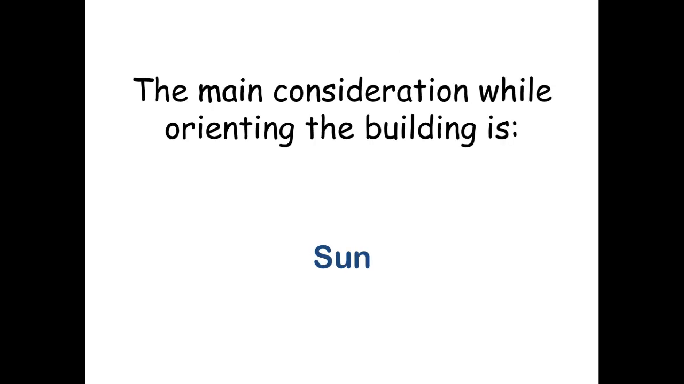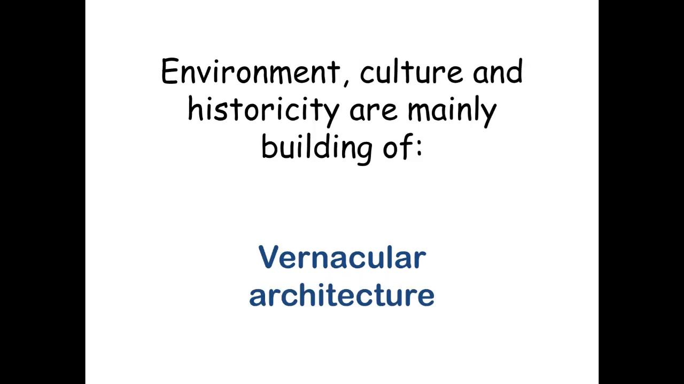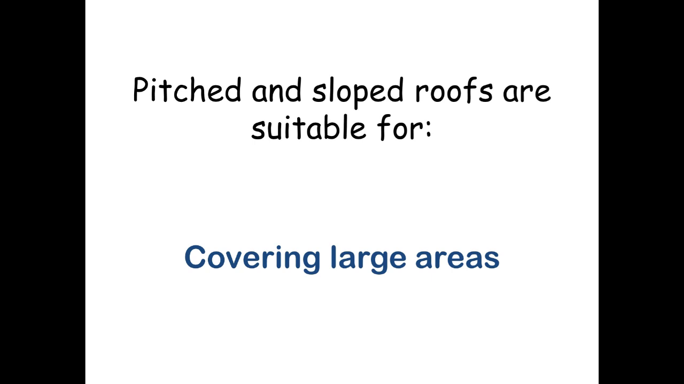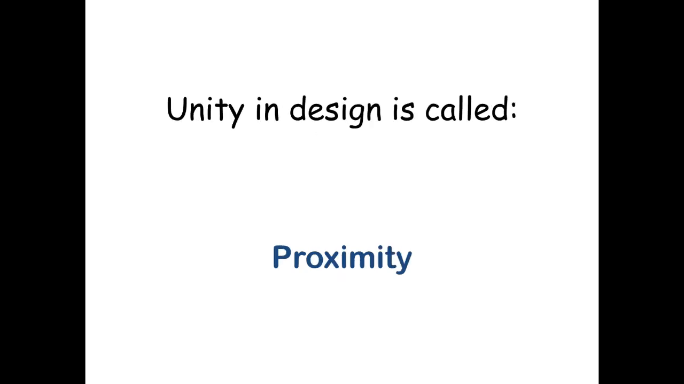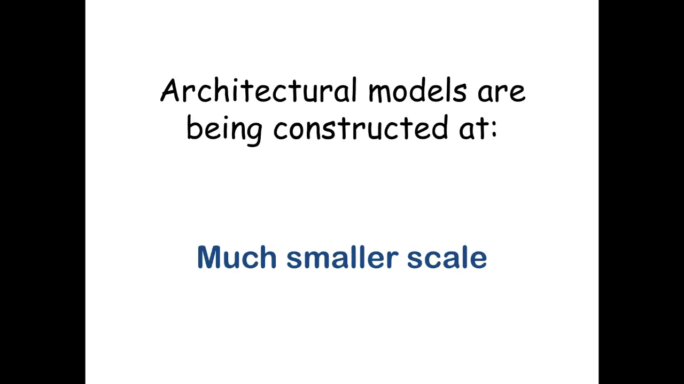The main consideration while orienting the building is sun. Environment, culture, and historicity are mainly building of vernacular architecture. Pitched and sloped roofs are suitable for covering large areas. Unity in design is called proximity. Architectural models are being constructed at much smaller scale.